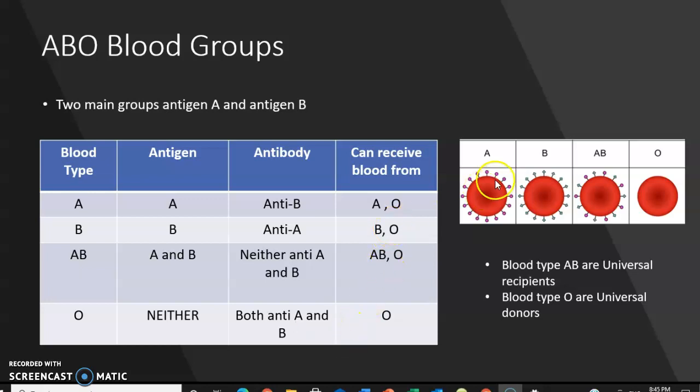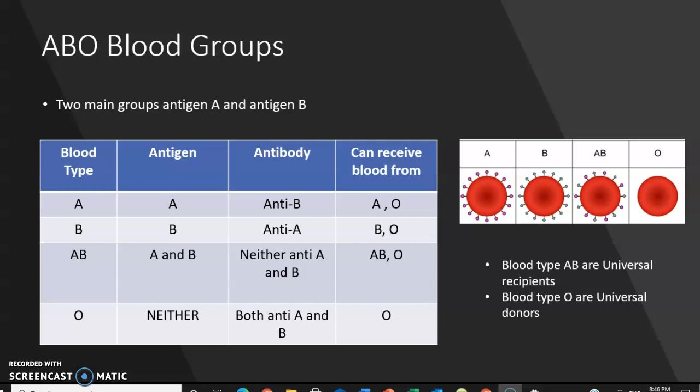Here in the last column, you're able to see from which bloods types A, B, and so on are able to receive. You can see that blood type AB are universal recipients, meaning they can receive blood from any group. They can receive blood from A, B, or O.